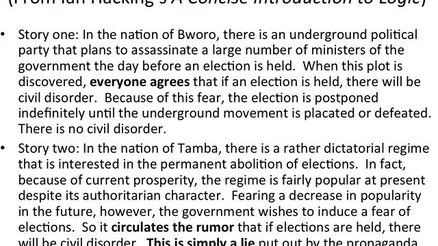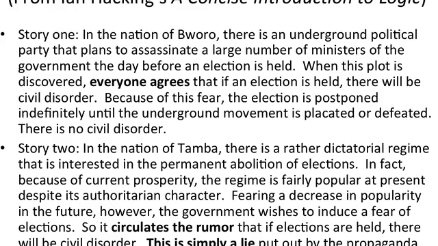This is simply a lie put out by the propaganda machine. It is an effective lie, however, and elections are not held and there is no civil disorder. Okay, so let's pull this set of examples apart. First, take a look at the second sentence in story 1.